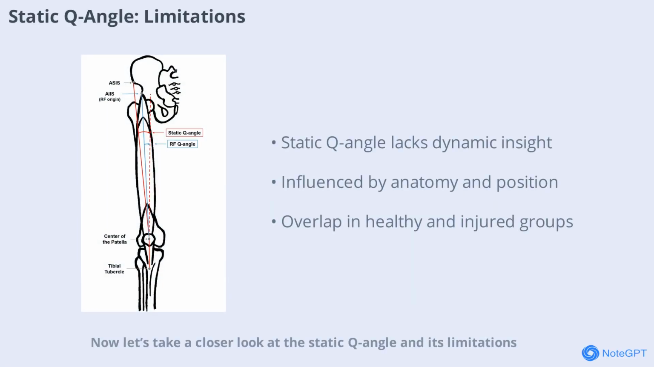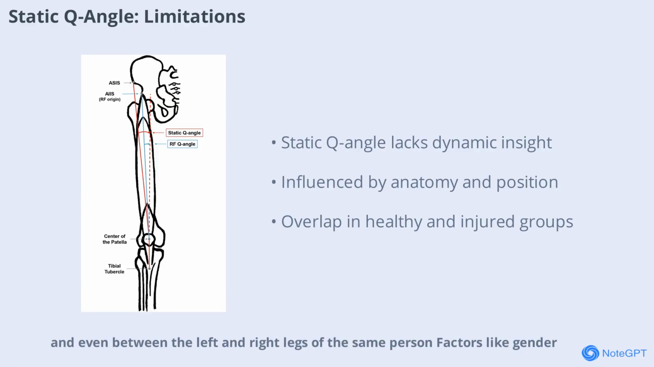Now let's take a closer look at the static Q angle and its limitations. Static Q angle is measured while the patient is either standing or lying down, with the knee extended or slightly flexed. While this measurement is widely used, it has several drawbacks. First, the static Q angle does not accurately reflect the true direction of quadriceps muscle force during movement. The angle can vary significantly between individuals, and even between the left and right legs of the same person.